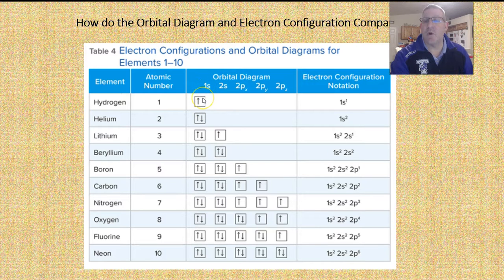Therefore, we have a 1s box in which hydrogen has 1 electron and therefore 1 arrow. Helium, 2 electrons with 2 arrows. They occupy the same orbital, therefore they must spin in opposite directions. And our electron configuration shows 1s2. And we continue on with lithium and beryllium and so on and so forth. Feel free to pause the video and look through these.